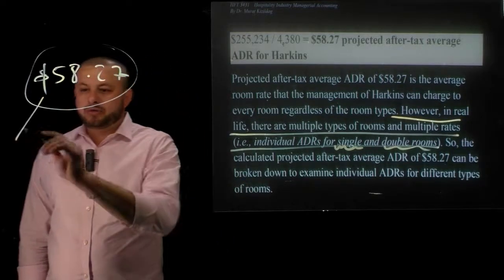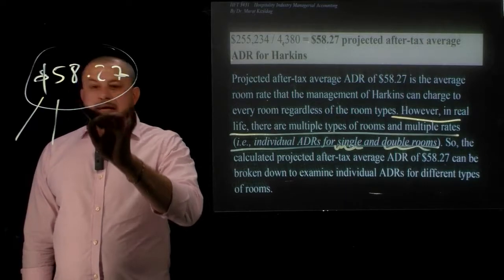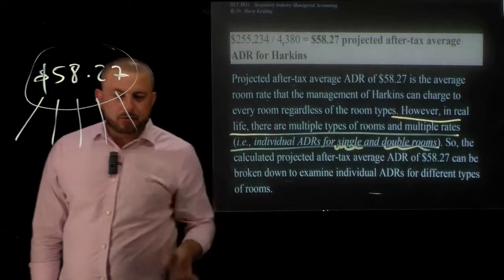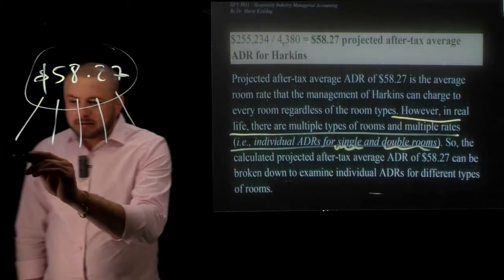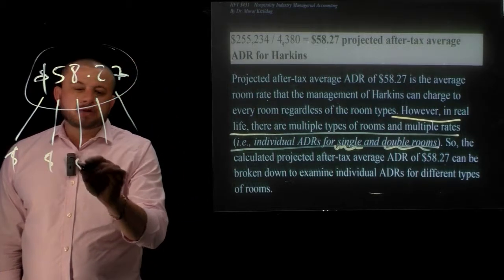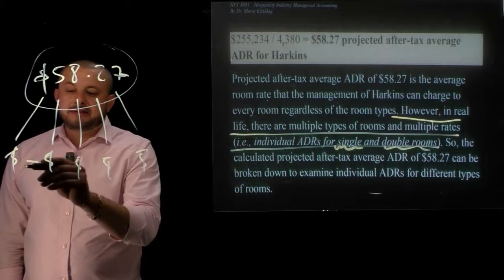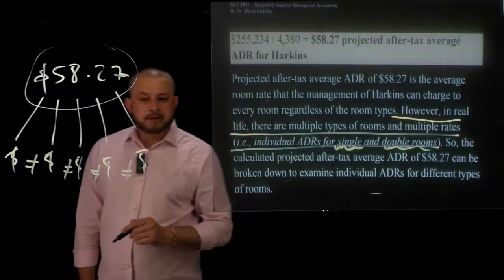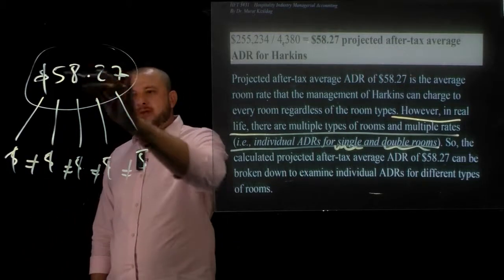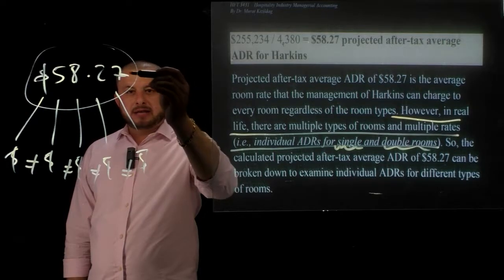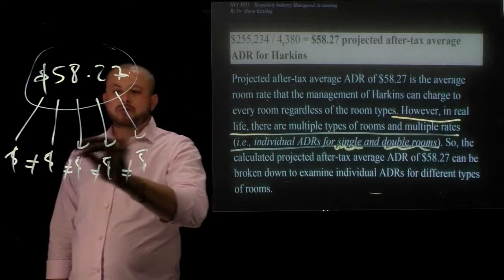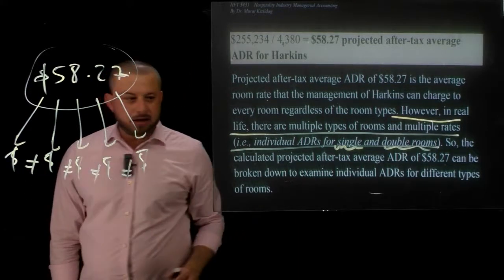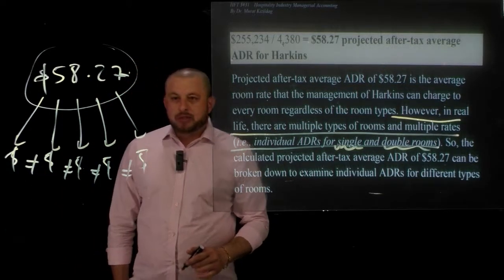But we have suite rooms, we have club rooms, we have special rooms, we have standard rooms with two queen size beds, we have standard rooms with king size bed, and you know the price that we charge for each room is different from each other. Am I right? Yes. What am I going to do then? How am I going to decompose this? How am I going to take it from here to find the individual ADRs for different types of rooms? Okay. We can do this.